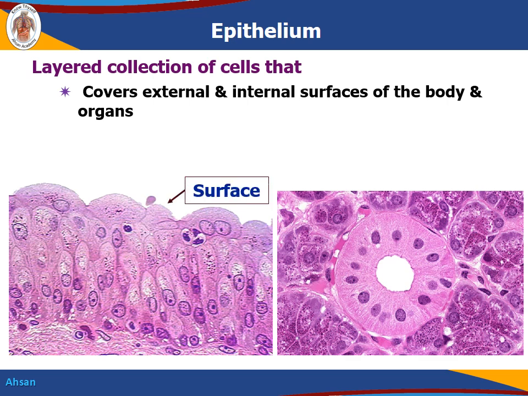This is the surface and you see multi-layer cells covering the surface. This stained part is the lumen and the surface is covered by a single layer of cells. The second type, they may secrete something, produce macromolecules that come out of the cell and function in any place.